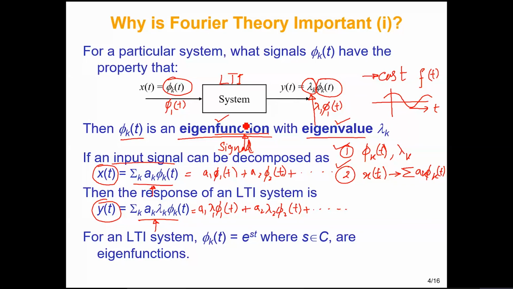So anybody having any confusions as far as the concept of eigenfunction? So very straightforward concept: an eigenfunction is a function which, if given as an input, the output would be your eigenfunction multiplied by its eigenvalue.